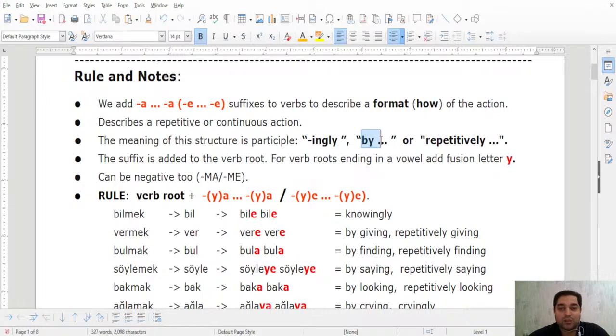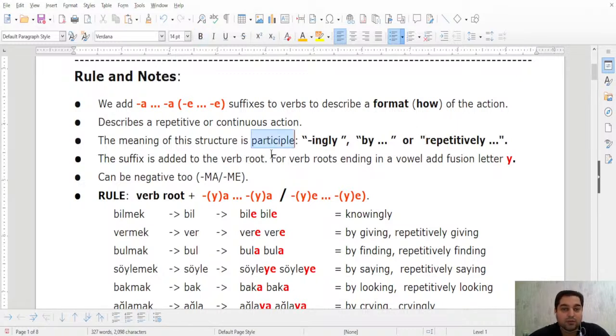Or you can say also by doing something, by looking, by showing, or in the format of showing, in the format of looking, or repetitively doing something. Repetitively, of course, is just in parentheses. You can put it in parentheses, we just feel that meaning. You don't necessarily have to pronounce the word repetitively. But overall, it's all about the repetitive or continuous kind of action.